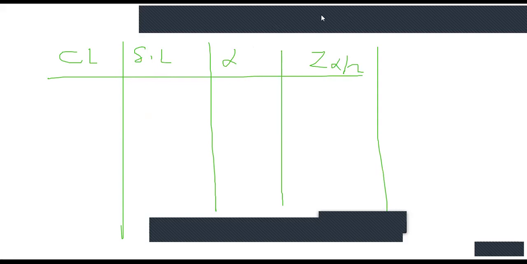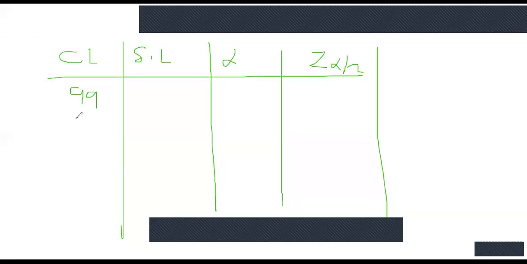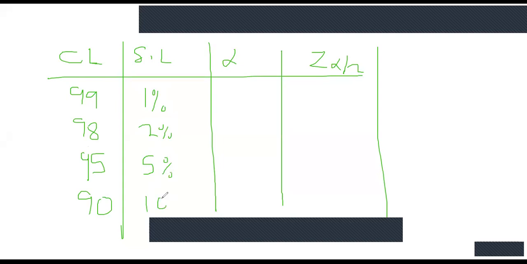All right. Let's go to our song. We have four confidence levels. We have 99, followed by what? 98. Then? 95. Then? 90. These are called confidence levels. The difference from 100 is the significance level. So we have what? 1%, 2%, 5%, and 10%.